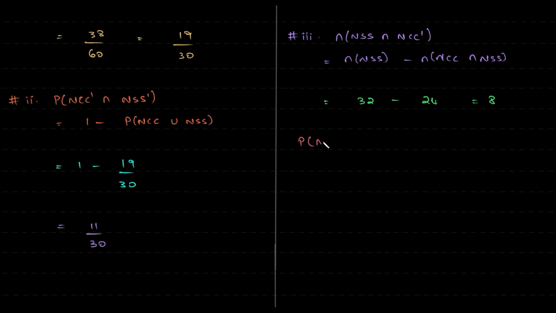So probability that we have a person who is in such a scenario would be 8 by 60. So that would be, not 2, sorry, this would be 4 by 30, 2 by 15. Okay, so that would be your answer.